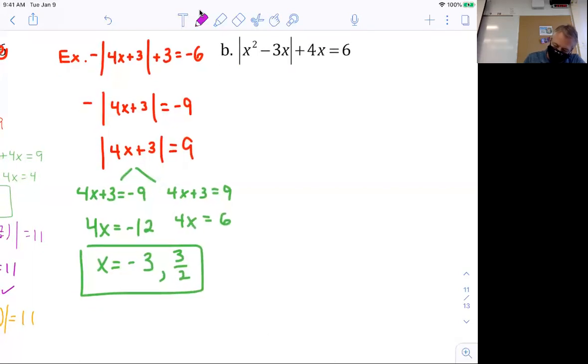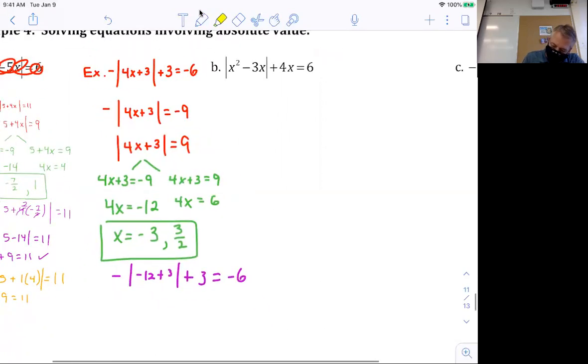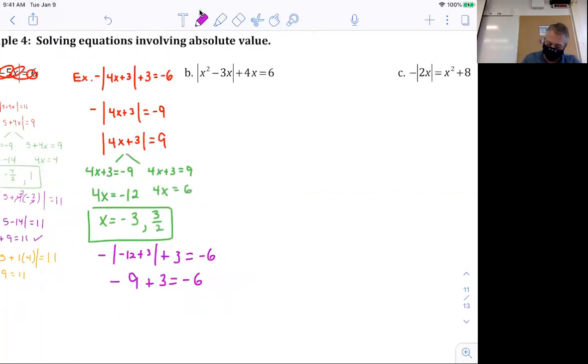So if I plug negative 3 in, I'll do the opposite of the absolute value of 4 times negative 3, which is negative 12, plus 3, and then plus 3, which equals negative 6. And so this part is going to be the absolute value of -9, which is +9. But then don't forget we have that negative out in front. So I have -9 plus 3 equals -6. And that one checks out. So our -3 worked.